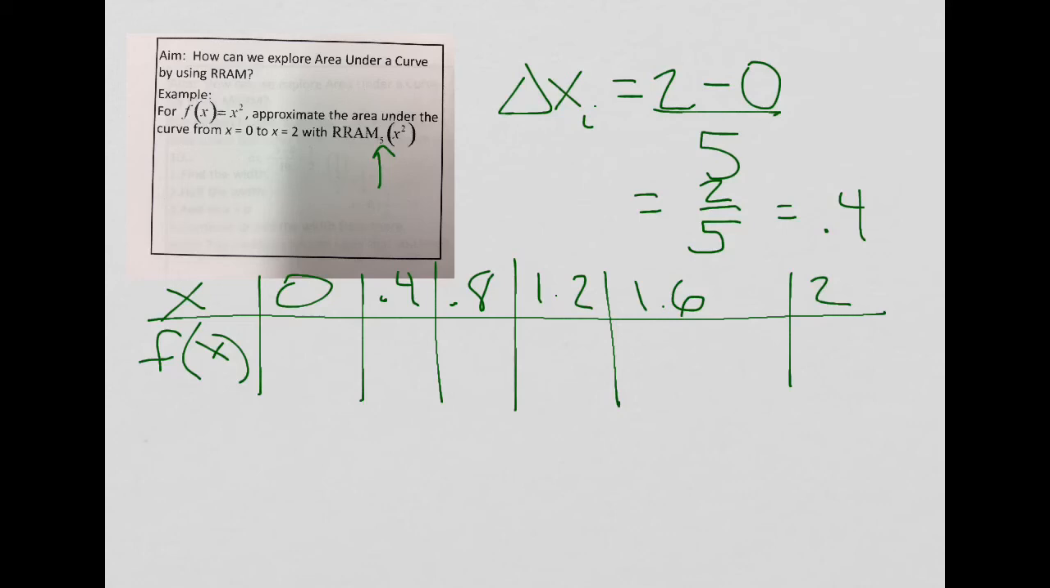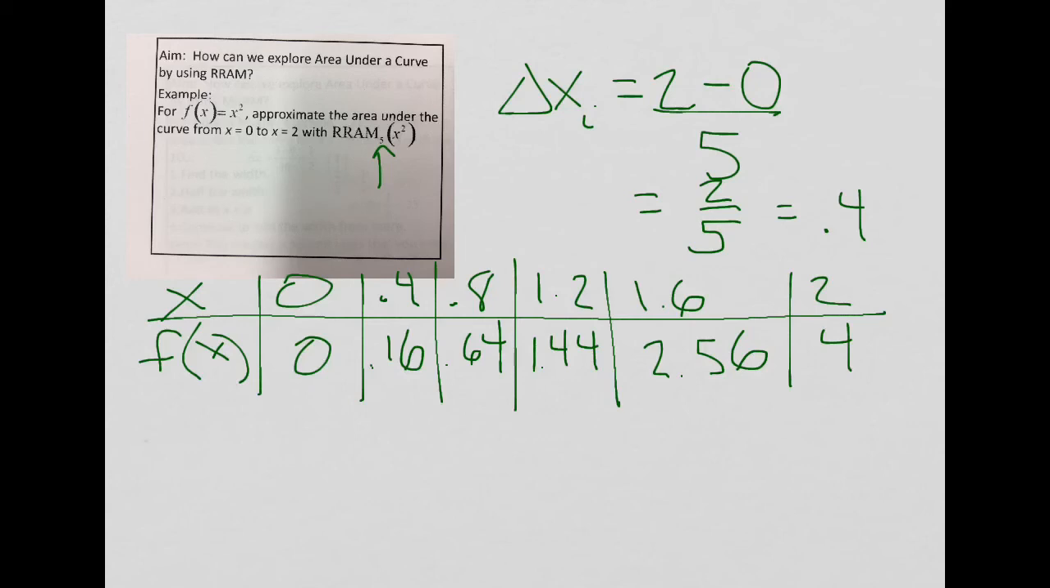So now we have to plug these into our function, okay? This isn't so bad. It's an easy enough function, easy enough values that we may not need the calculator. So 0 squared is 0. 0.4 squared is 0.16. And 0.8 squared is 0.64. And 1.2 squared is 1.44. 1.6 squared is 2.56. Okay, so still perfect square numbers. You're just moving the decimal. And 2 squared is 4. Ta-da!